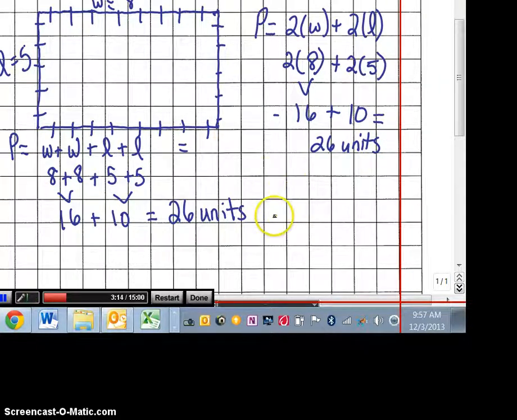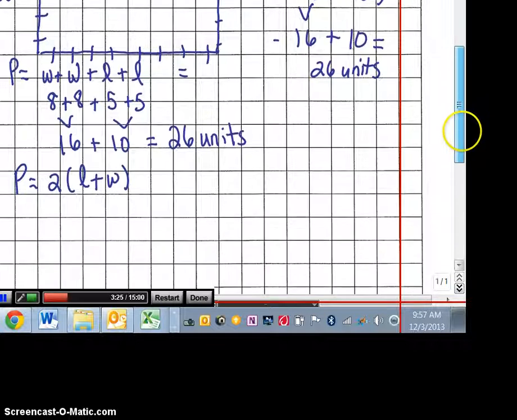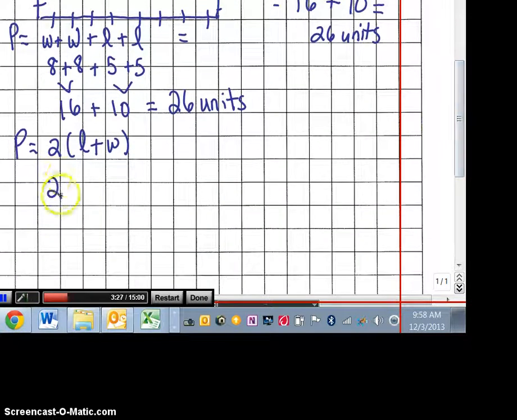I could write it a third way, where perimeter equals twice the length plus the width. That works as well. So I would say 2 times. I know that my length is 5, my width is 8, and with order of operations, we always do numbers in parentheses first. So 5 plus 8 is 13. 2 times 13 equals 26 units.